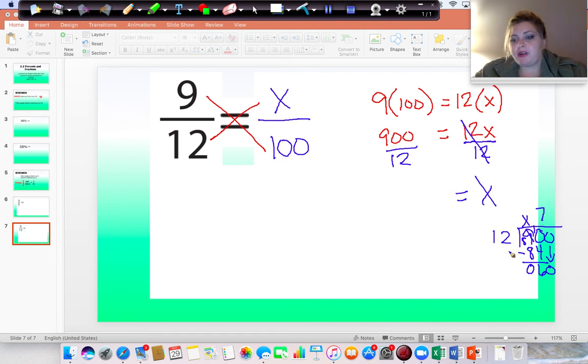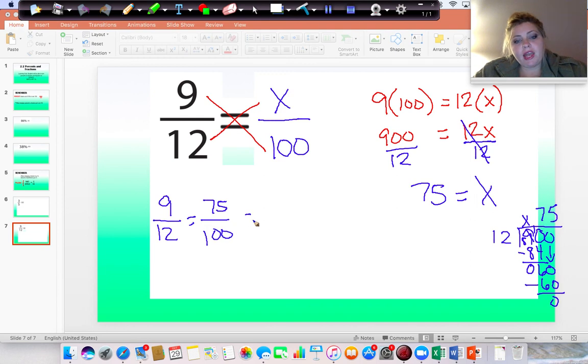Bring down our 0, and 12 goes into 60 5 times. 5 times 12 is 60. Subtract, and we get 0. So 75 is our answer. So 9 over 12, that's our fraction. That's equal to 75 over 100. And 75 over 100 as a percent can be written as 75%.